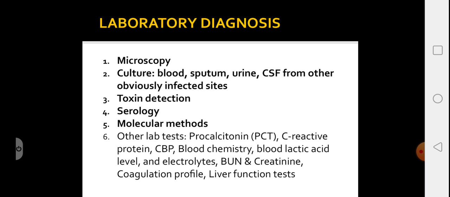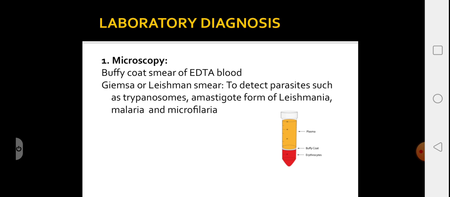Other methods are toxin detection, serology, and molecular methods, and other lab tests include detection of biomarkers. Procalcitonin is an important marker indicating bacterial infection. C-reactive protein is a non-specific marker of infection, and other lab tests include renal function tests, liver function tests, and coagulation profile, etc.